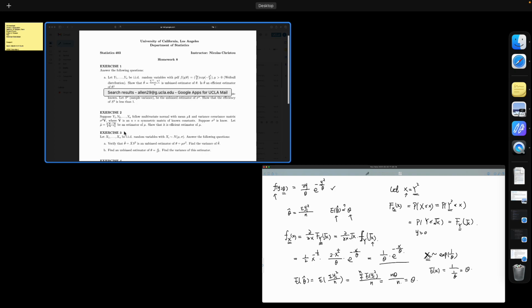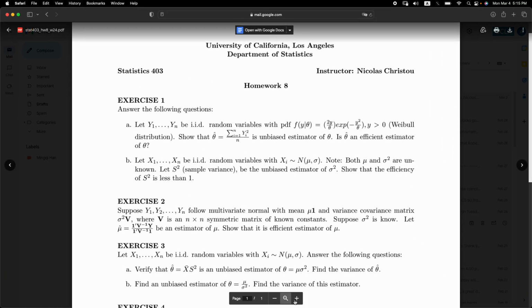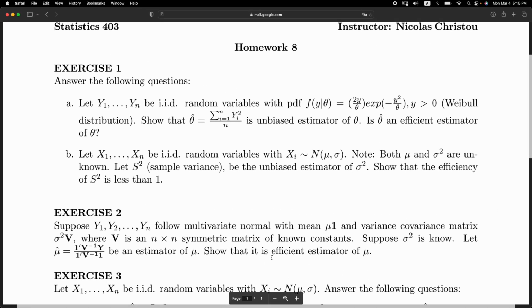Okay, then let's take a look at part B. So x1 to xn are IID, and each of them follows a general normal with mean mu and sigma. Both of them are unknown, and let S squared be the sample variance, the unbiased estimator of sigma squared, and show that the efficiency of S squared is less than 1.